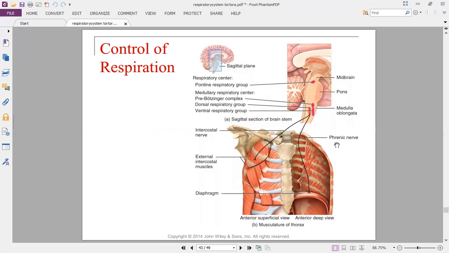The phrenic nerve is there, and this phrenic nerve innervates your diaphragm and the muscles which are involved in respiration. So they control the contraction and relaxation of the external intercostal muscle and the diaphragm. As I told you, when the signal is passed from here, the diaphragm will be contracted, the external intercostal muscle will get contracted. The diaphragm will be pushed down. The external intercostal muscle will be raised upwards and outwards. This would increase the volume within the thoracic cavity and the air would flow in.